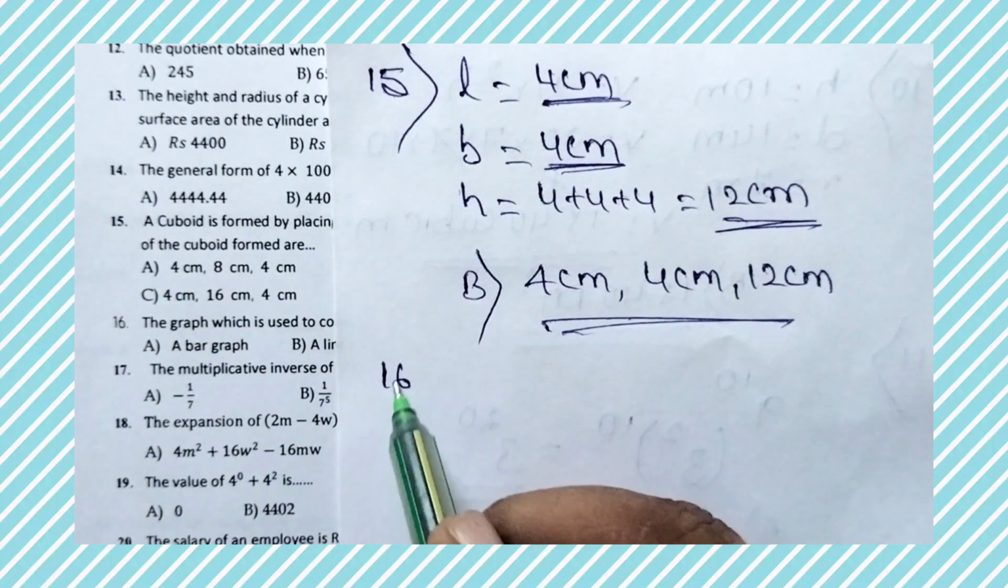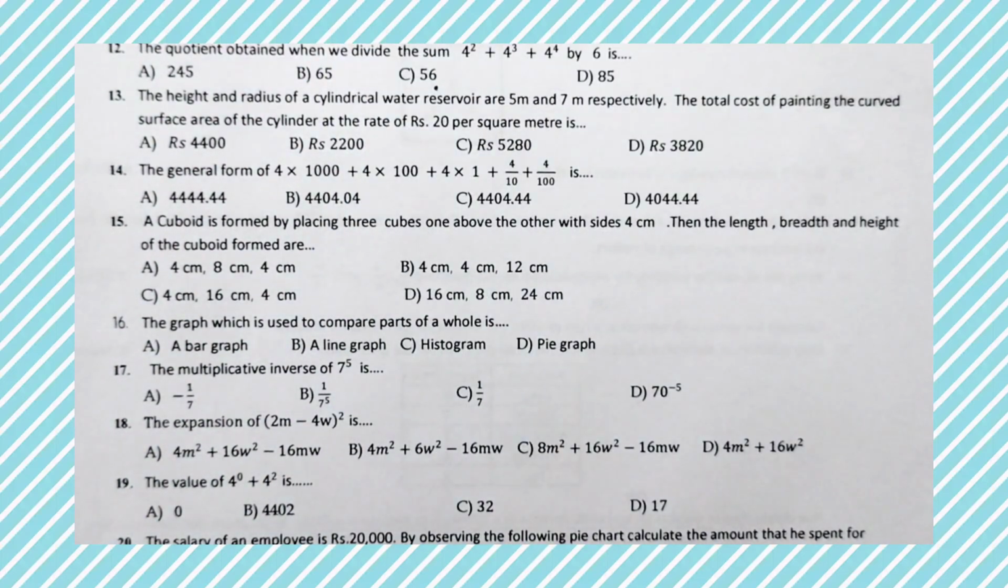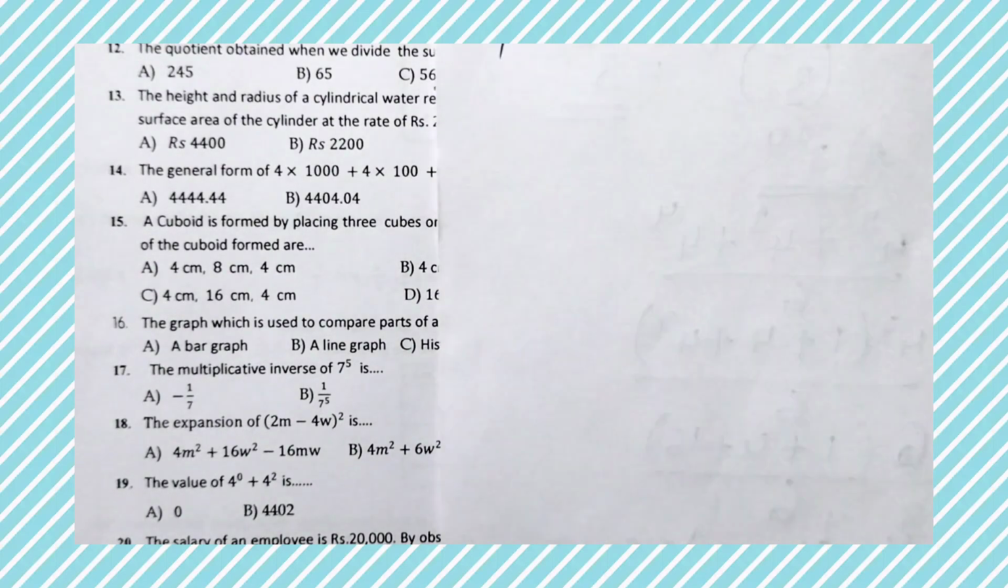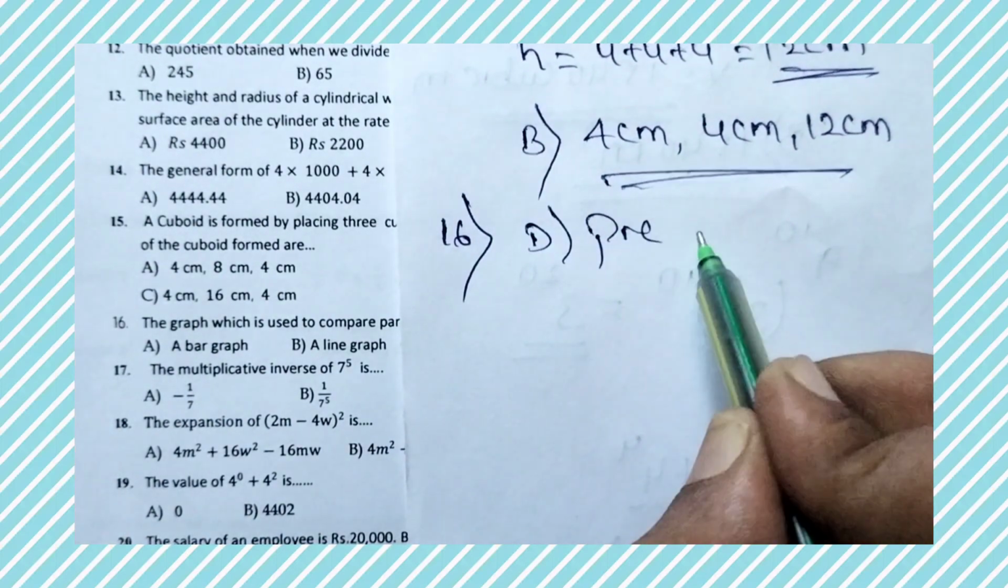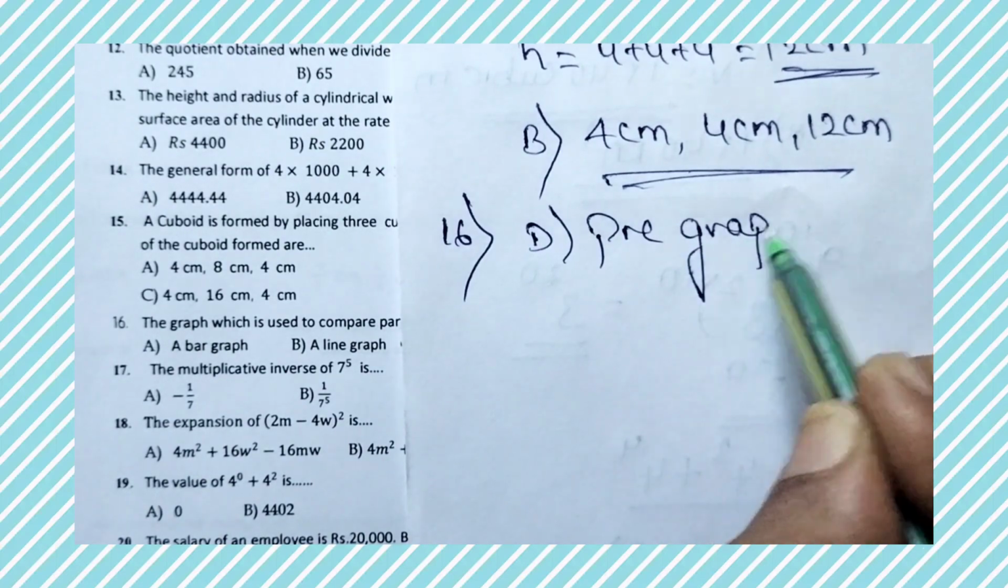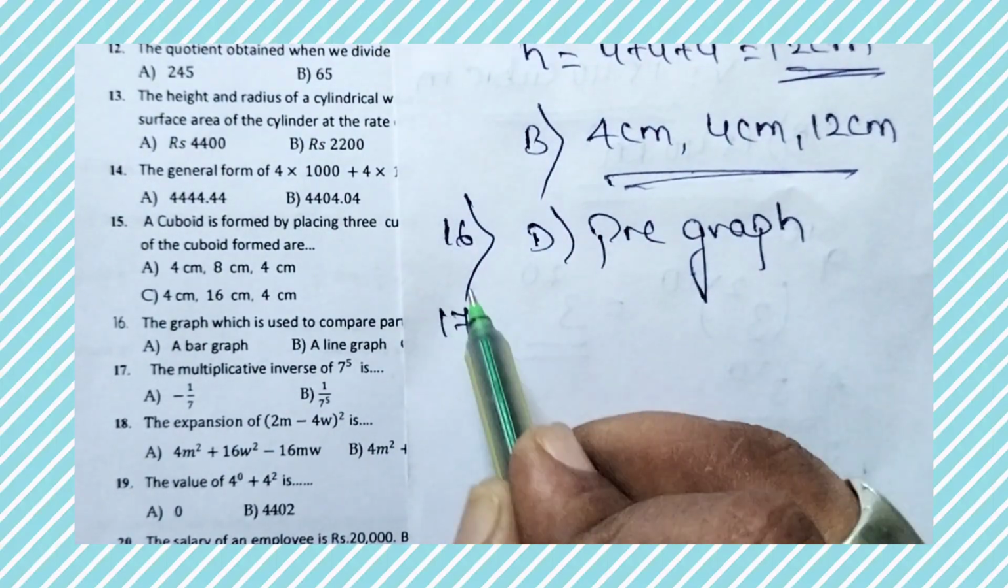Now let us move to the 16th one. The graph which is used to compare parts of a whole is bar graph, linear graph, histogram, pie graph. So the right answer for the 16th question is option D, pie graph. So pie graph is the pie chart. That is the right answer.